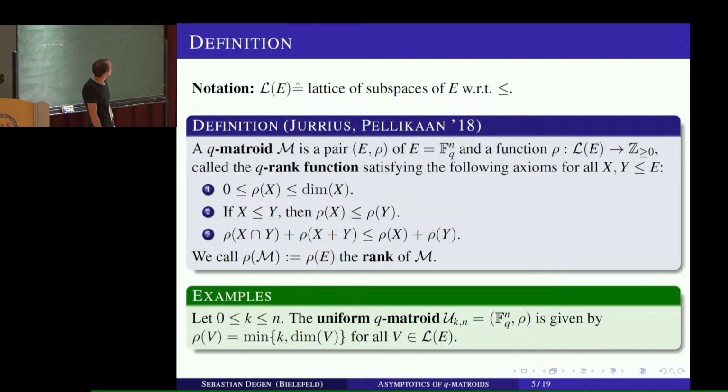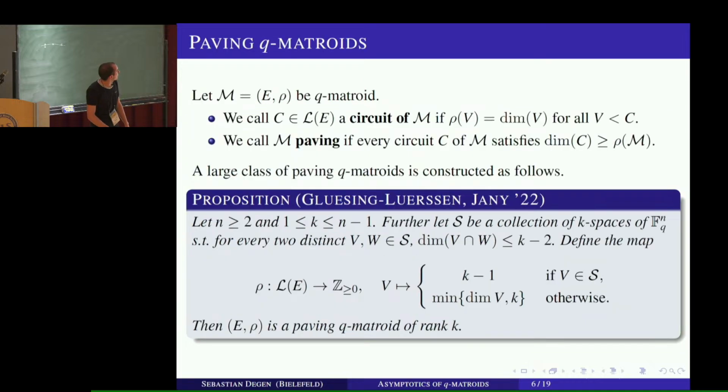Okay, now we know the general definition of a q-matroid. We are actually interested in 2 special classes of q-matroids for our main result. And the first one is the so-called class of paving q-matroids.